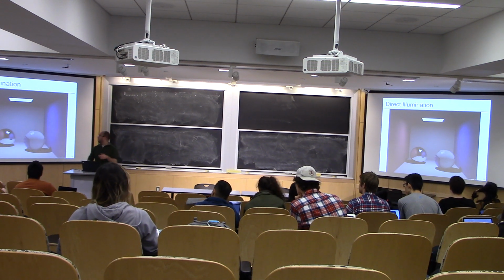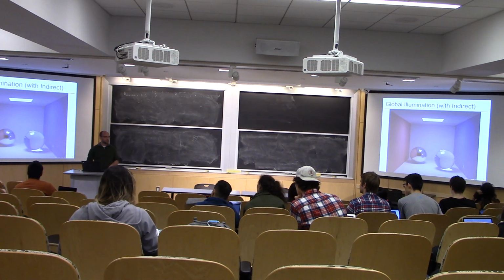So if you include global illumination in this particular scene, one thing it does is just brighten up a lot, because essentially you're accounting for more light than you had before. But you can start to see some additional effects.